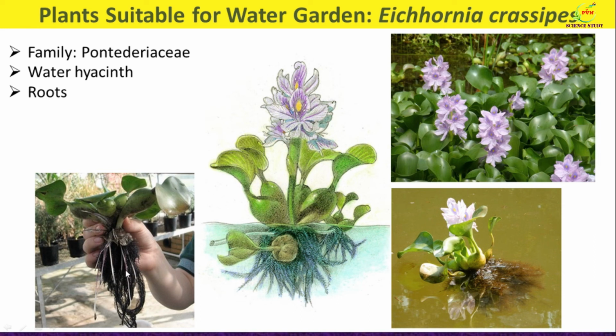Eichhornia is a perennial aquatic floating herb with a tough tuft of roots like this. The leaves are ovate, glabrous with spongy swollen petioles which act as float. Dear friends, here you can see swollen petioles of the leaves. The plant bears spikes producing beautiful blue funnel-shaped flowers with yellow centers like this.